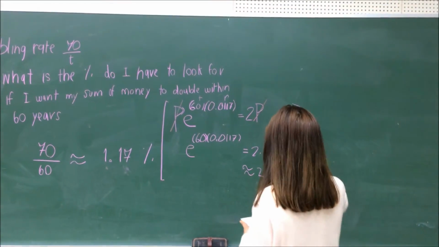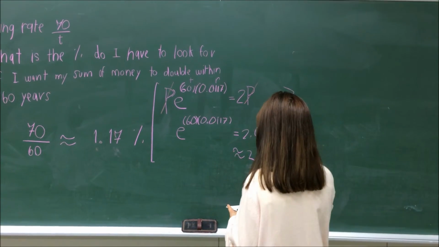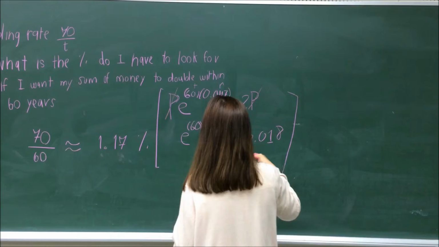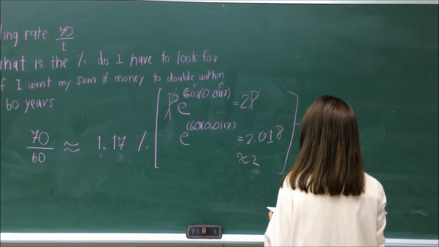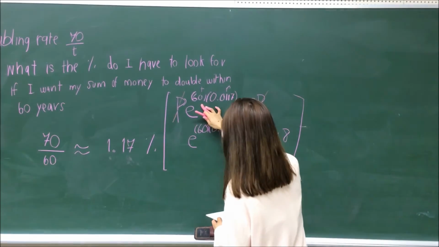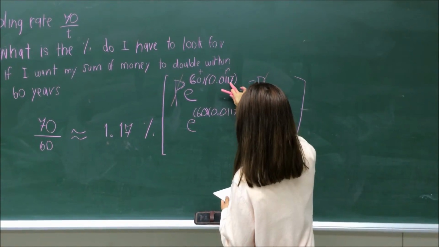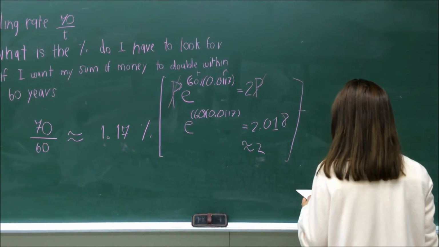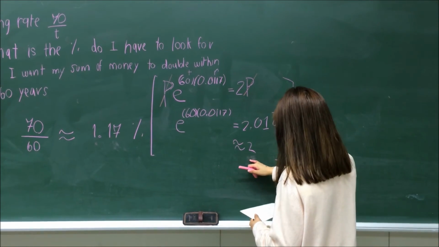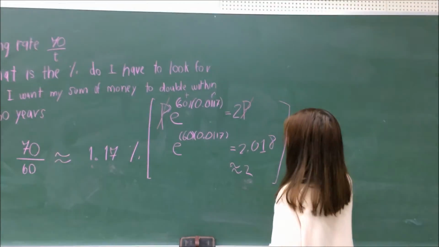And how do we check this? To prove that it is true, we apply the result using the continuous compound formula, putting in the time here and 1.17 here. The result should be 2, because it is supposed to be doubled.